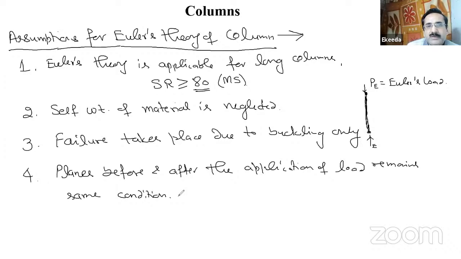Although there are many theories, Rankine theory is there, Euler's theory of columns is the best judge for the long columns. So for long columns, it is the best.